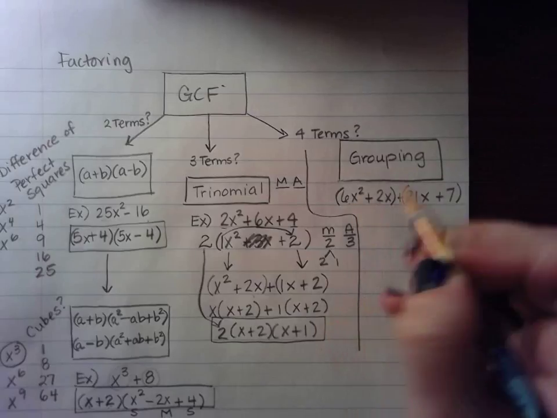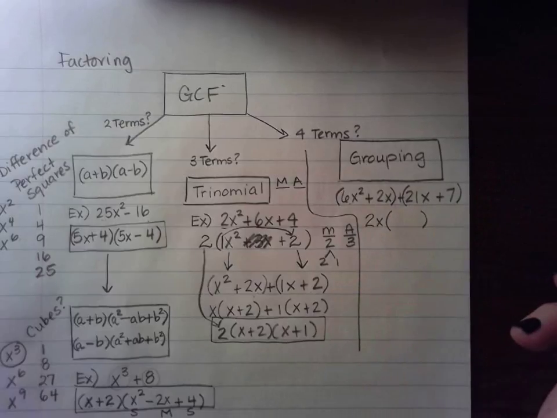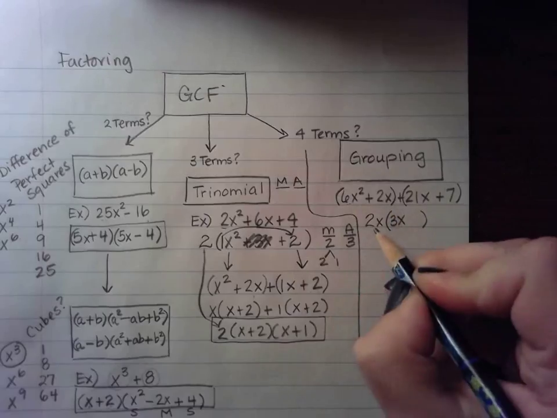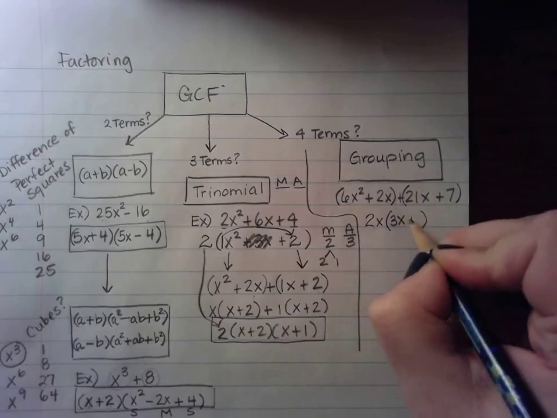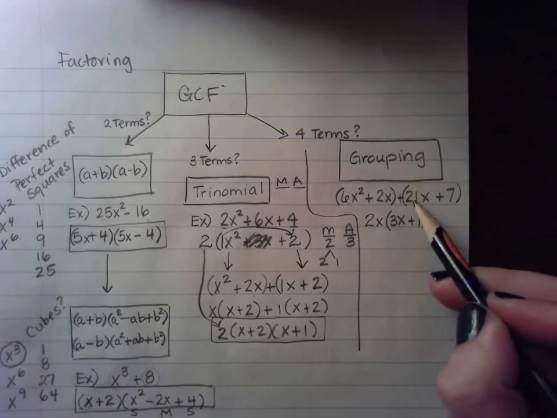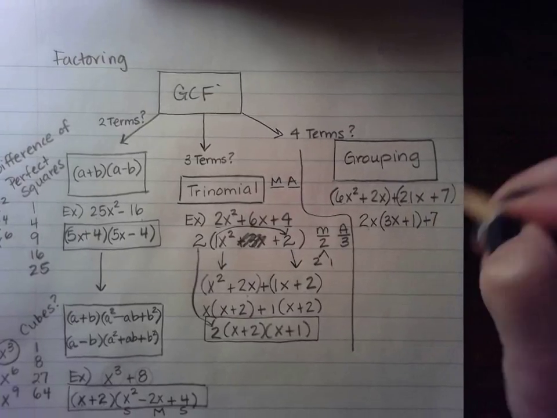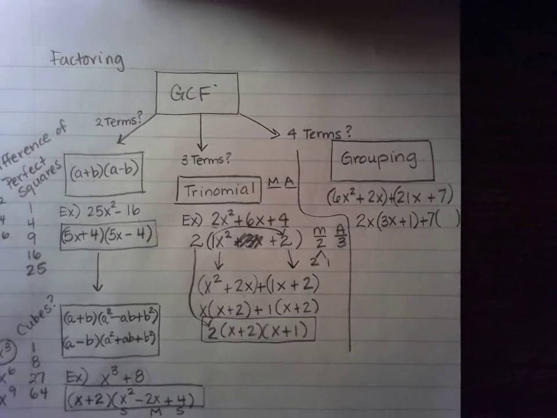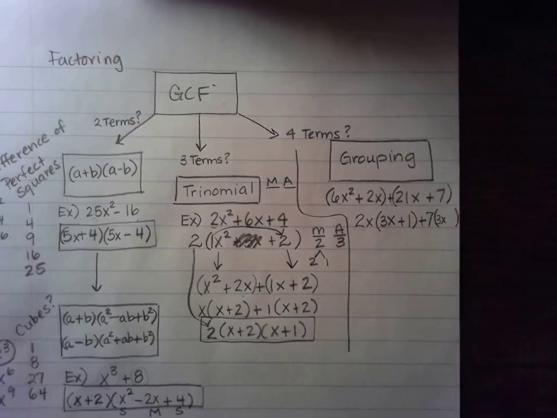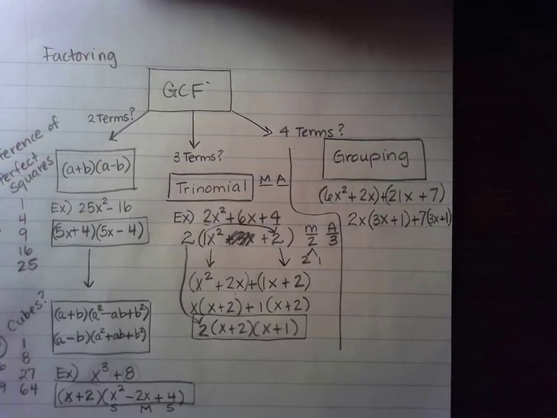So if I look at these two, the GCF is 2x, and then we make the parentheses. What times 2x gives you 6x squared? 3x. What times 2x gives you 2x? Plus 1. Then bring down this plus sign, take out the GCF here, so it's going to be 7. Let's see if I can squeeze it all in here. I don't have very much space left, but I'm going to try. So what times 7 gives you 21x? 3x. And then what times 7 gives you 7? Plus 1. I just squeezed it in there.